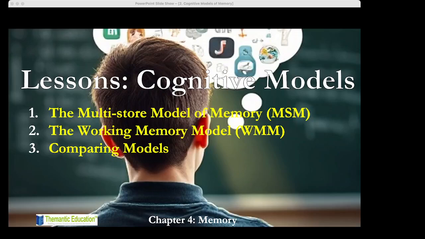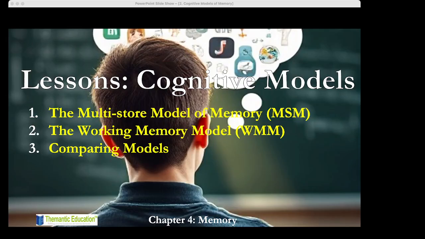So I've put this lesson in here because there's so much content already. If we're going to do schema theory, multi-store model, and working memory in just 4 lessons, that's way too much. So I wanted to slow things down with another lesson. And also the learning outcome from the IB is about comparing the models.